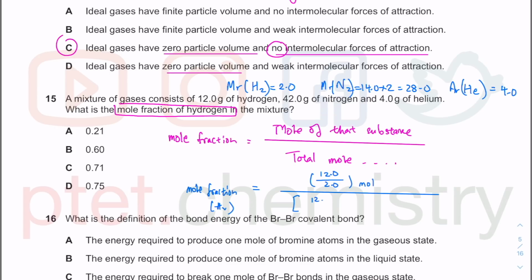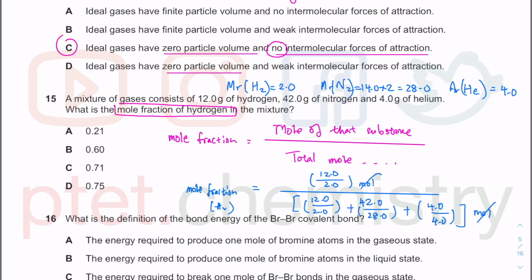At the bottom, I need to total up the mole at equilibrium. The mole of hydrogen, mass over Mr. The mass, the 42.0 divided by 28.0. So 42.0 divided by 28.0. That is the mole of N2. Last but not least, I have 4.0 gram of helium. So add them up all together. This again is in terms of mole. The mole and the mole cancel.